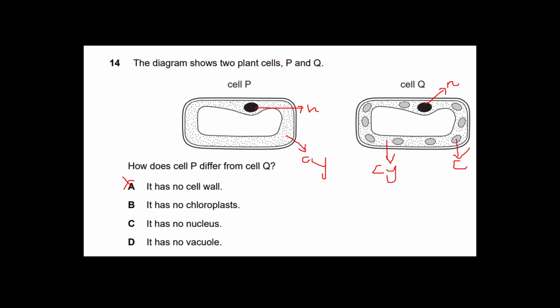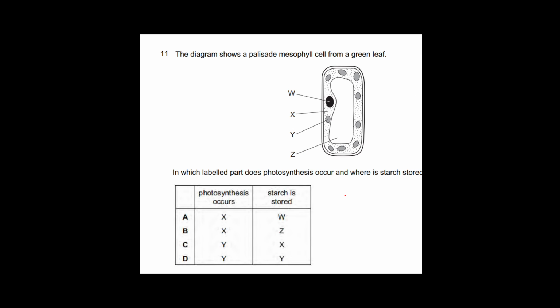These are not there. Option C: it has no nucleus. Both of them have nuclei. Option D: it has no vacuole. Both of them have the vacuole. So your correct option will be B, it has no chloroplasts. The diagram shows a palisade mesophyll cell from a green leaf. In which labeled parts does photosynthesis occur and where is starch stored?